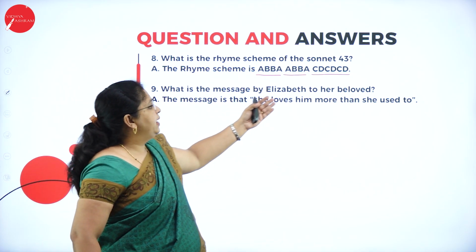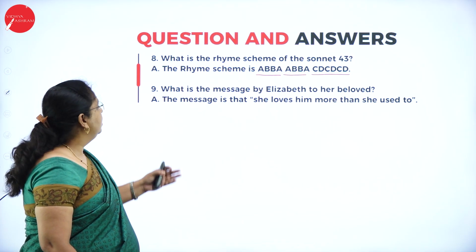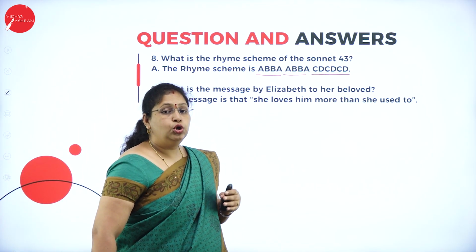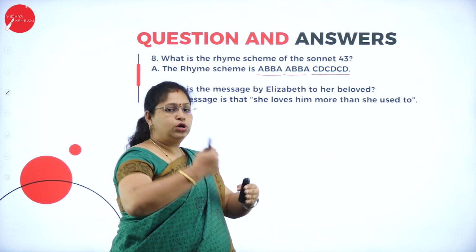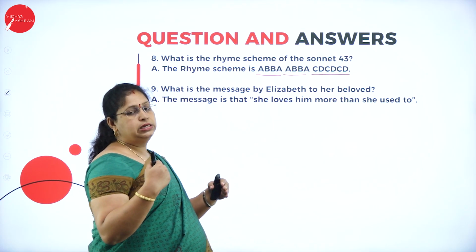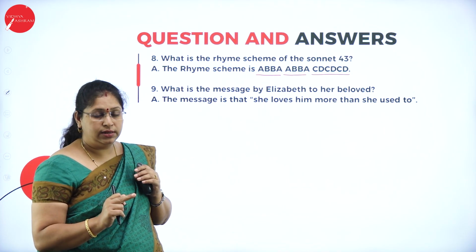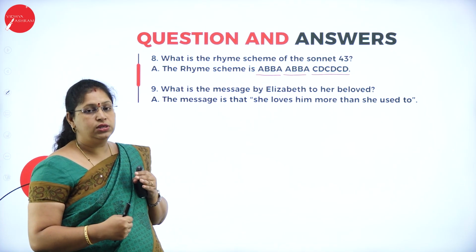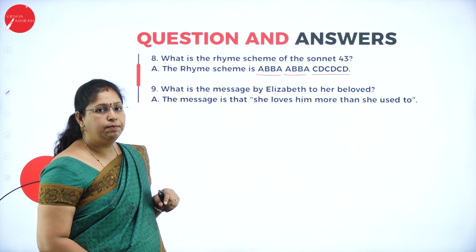What is the message by Elizabeth to her beloved? What message is she giving to her beloved? The message is that she loves him more than she used to. So, every day it is increasing. She is loving more than what she loved yesterday. She is loving more than what she loved last year. She will be loving more than when she was alive. After death also she keeps loving. It will be more than what she loved when she was alive. Okay. So, this is the message she gives to her beloved.